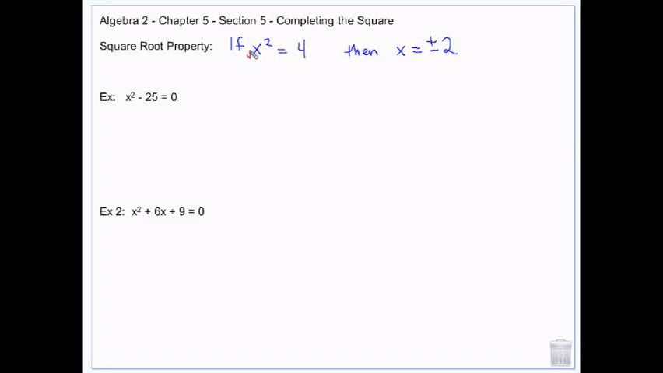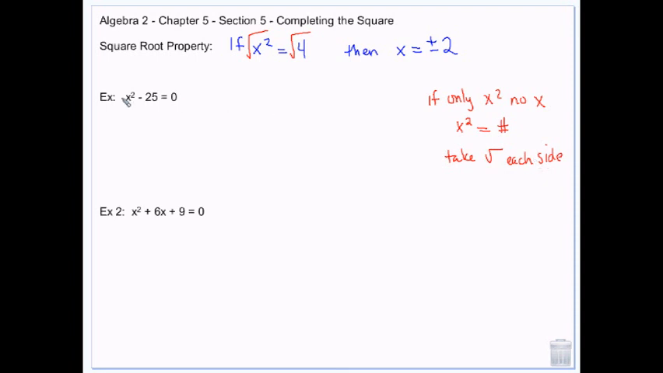Basically, we're taking the square root of both sides to get the answer. That also works when we have perfect square trinomials, or in this case, we're going to end up with a perfect square. So if I just have x squared and no x, only an x squared, then you want to make it x squared equals the number. And then take the square root of each side.